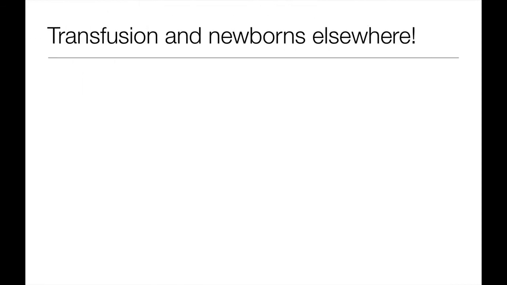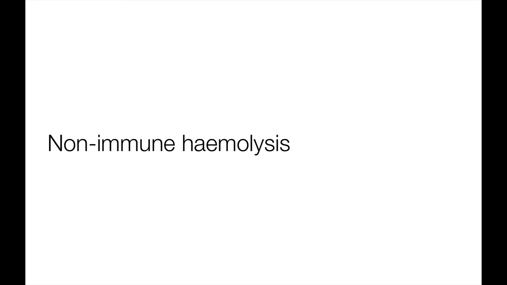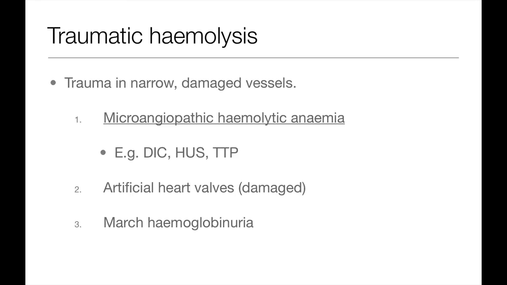I shall be considering the alloimmune hemolytic anemias in other podcasts, so we're going to skip on from here. So this other group is non-immune hemolysis. Basically, the problem in non-immune hemolysis is that the red cells are suffering some sort of trauma in narrow, damaged vessels, or by products of coagulation that have been deposited in those vessels.